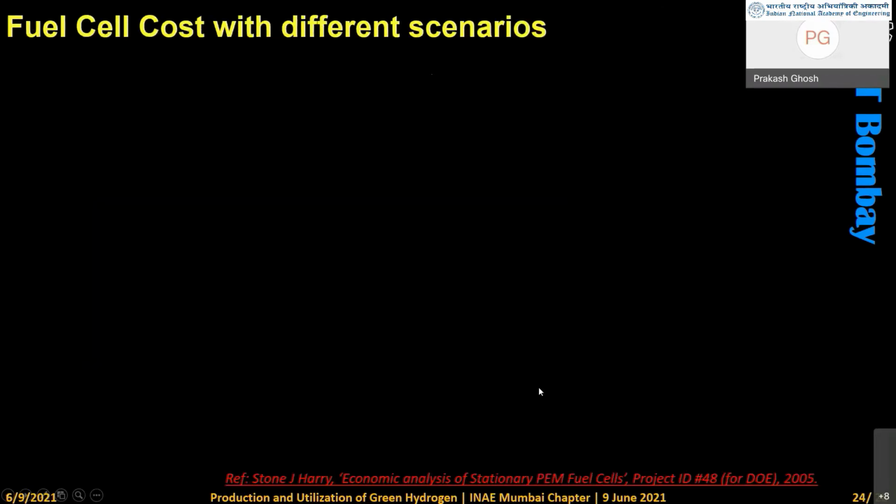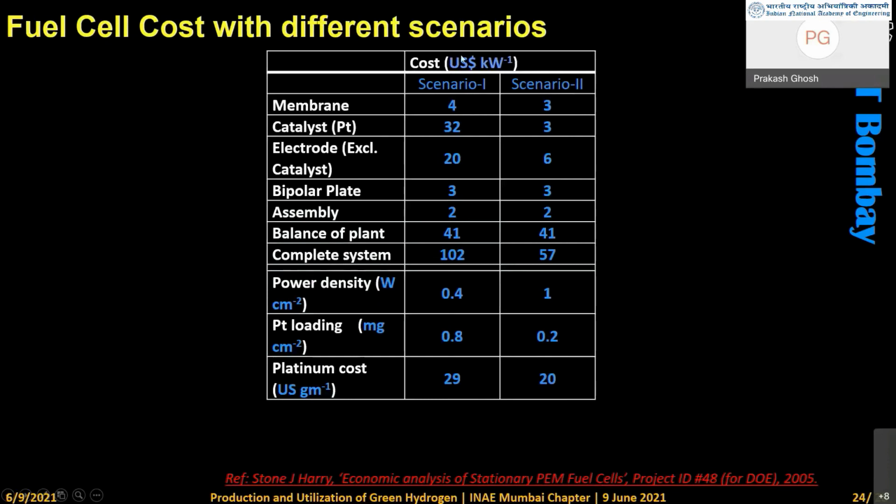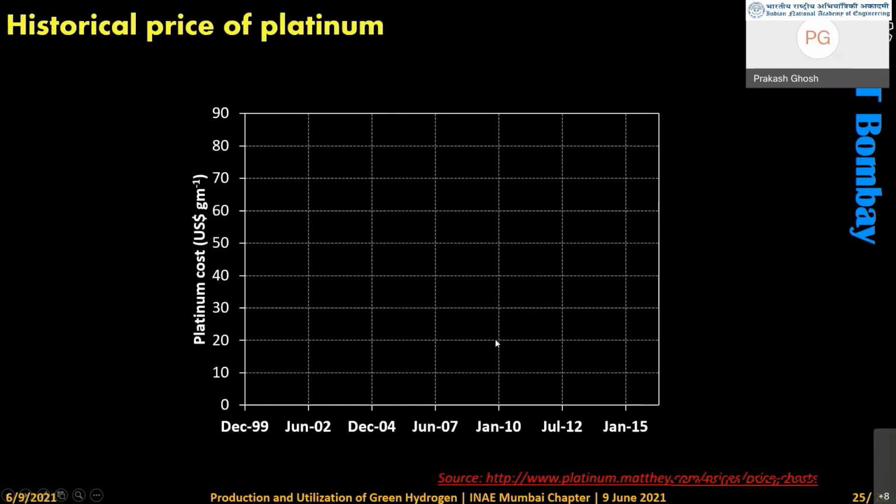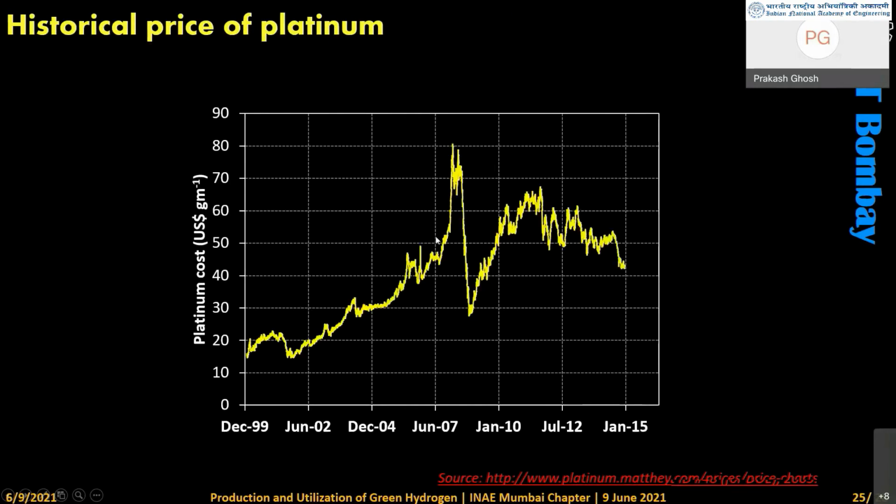I don't want to go into more detail of that. I just want to show you, I have taken two scenarios, because people always say that we should reduce the loading. One scenario is that you have more loading, the other case you have less loading. In terms of platinum, one says $32 per kilowatt, the other says $3 per kilowatt. That's a target, let's say, the DOE target. And if you take this and do all this analysis, you can see this is the platinum cost, how it changes with time. This is the historical cost of platinum, and you can see that in 5 years, this was the rate at which that cost has increased.